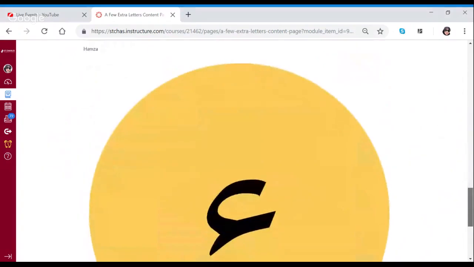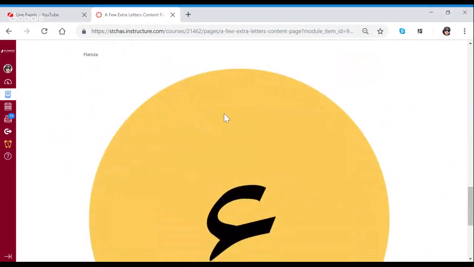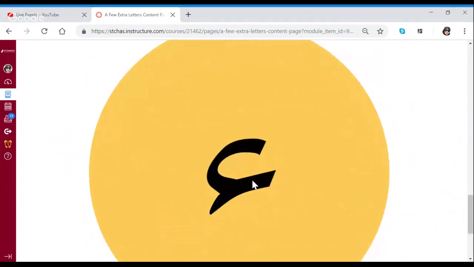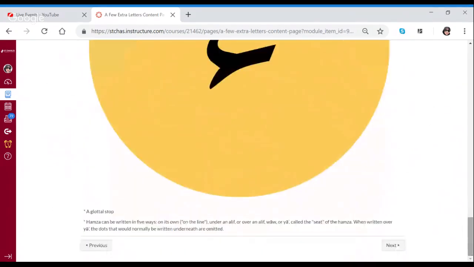Okay, next we have Hamza. Hamza is a glottal stop. And it looks like this. It's a very small letter. It kind of looks like a backward 2. And it can be found in lots of different places. We could do a whole lesson on Hamza and where it's found, which we won't do right now. Just know that it makes the sound of a glottal stop, and it can be found in lots of different places.